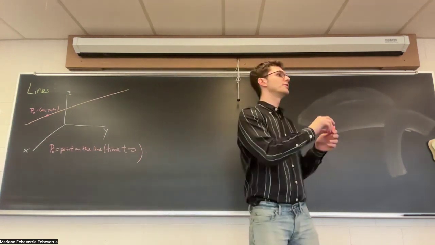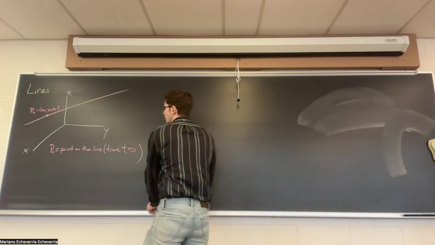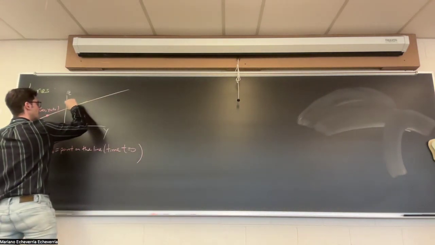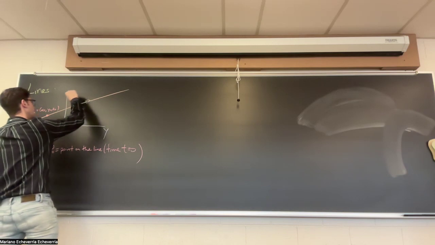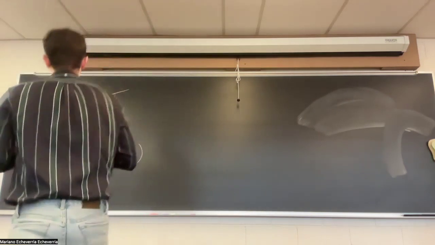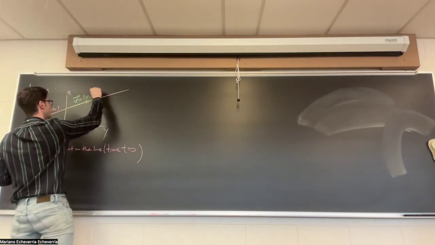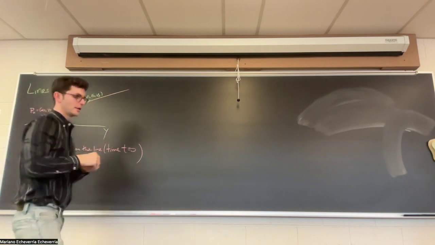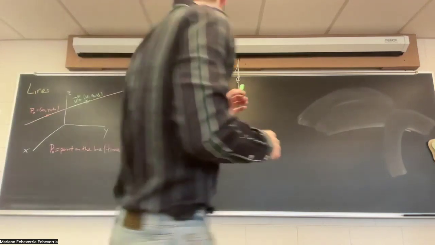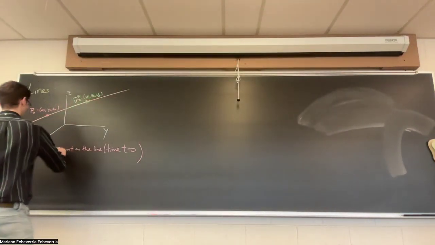And also for a line, you need a direction. The direction for us is given by a vector. So I can draw the vector somewhere in here to make it more clear. I have this vector v, and it has three entries, v1, v2, v3. And this is the direction of the line.